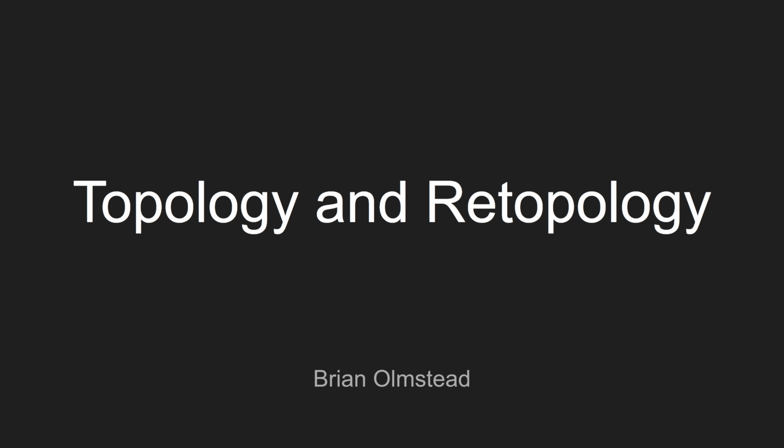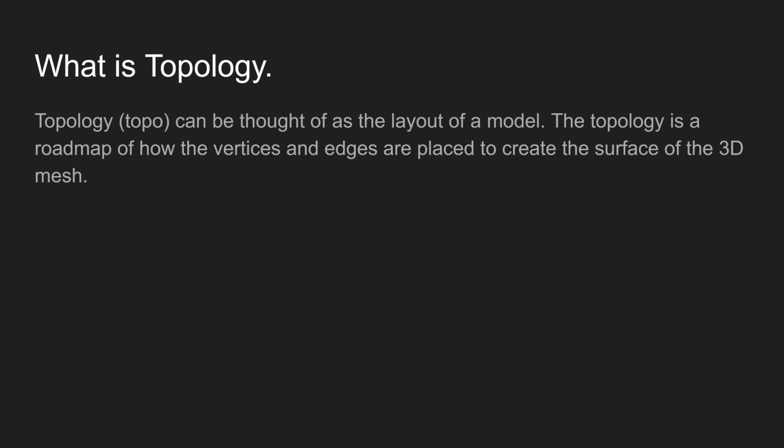In this video, we will be going over topology and retopology. So first, let's go over what is topology. Topology, often referred to as topo, T-O-P-O, can be thought of as the layout of a model. So the topology is a roadmap of how the vertices and edges are placed to create the surface of the 3D mesh. So just think of that as how are the polygons arranged in your 3D object.